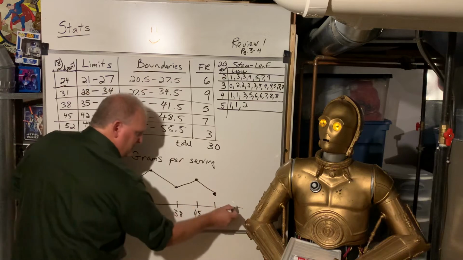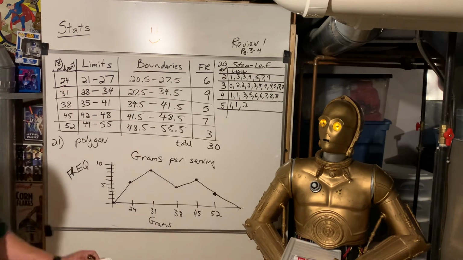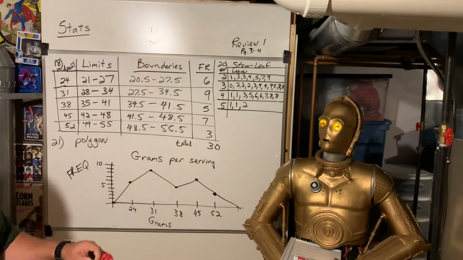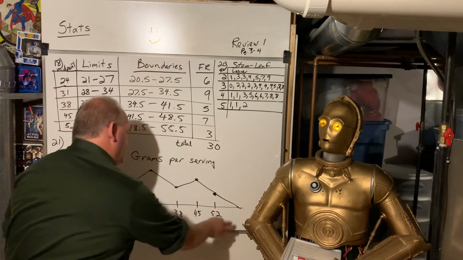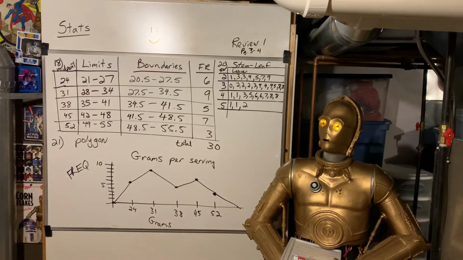And then you just pick some point down there. It should always start and end on the axis. So that's just some arbitrary point that isn't necessarily the next midpoint. Okay? So that's called a frequency polygon.